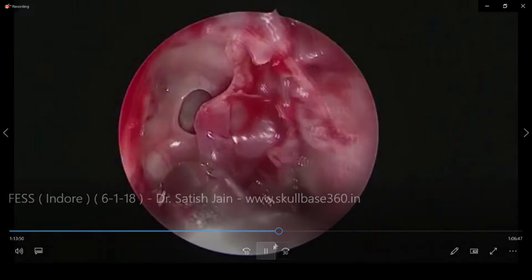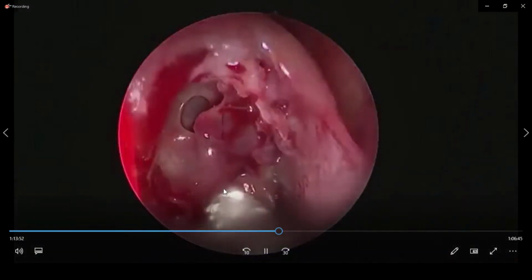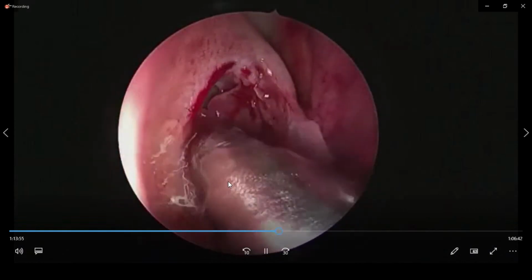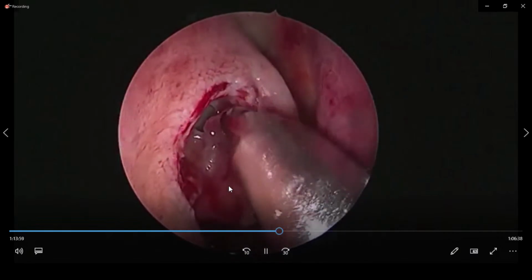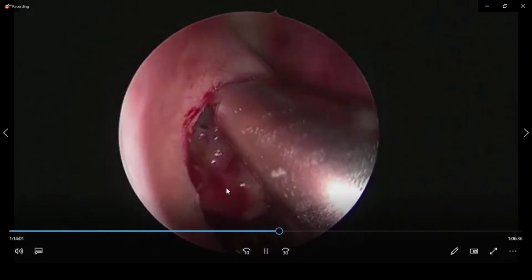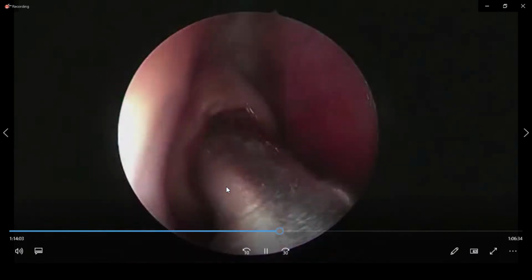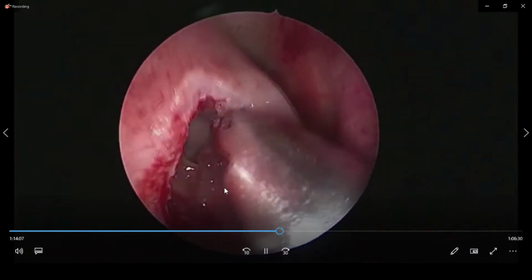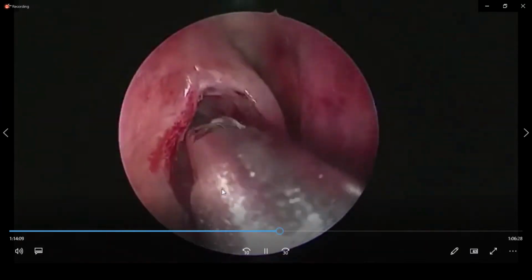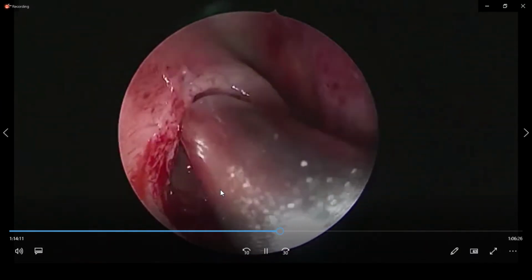Now see, once this upper part of the uncinate is removed, a lot of structures come into the picture behind all these cells. This is the beak. It should be completely cleaned until the beak. Open up the beak area more and more to go up for the frontal recess.